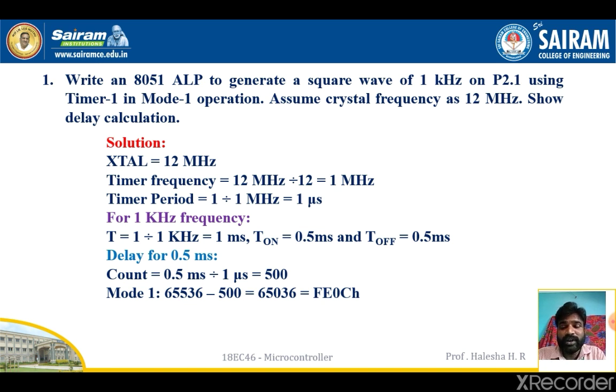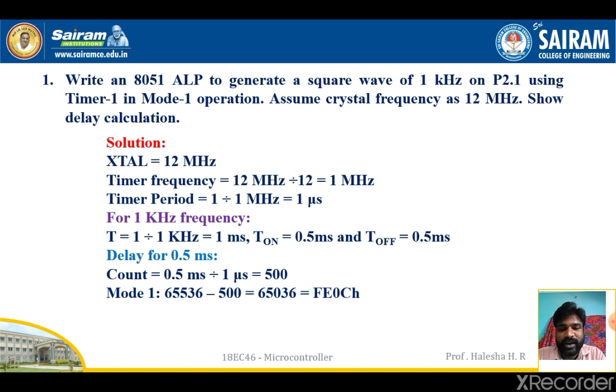So the total number of counts is 65,536 minus the 500 required counts. That is equal to 65,036. This is supposed to be the initial value, so the timer counts from this initial value.